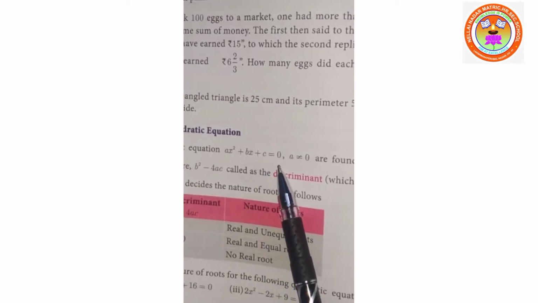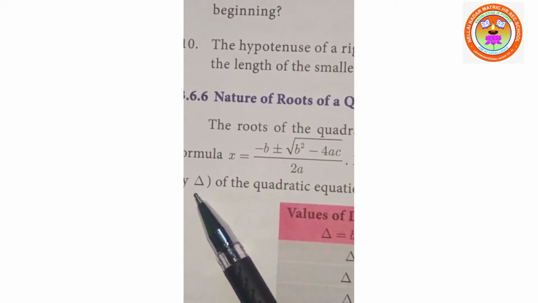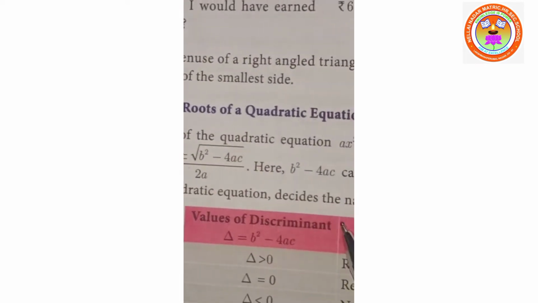Listen carefully. The roots of the quadratic equation ax square plus bx plus c equal to 0, a is not equal to 0, are found using the formula you know very well, x equals minus b plus or minus square root of b square minus 4ac, the whole divided by 2a. Here, the expression inside the square root, b square minus 4ac, is called the discriminant, which is denoted by delta. The discriminant of the quadratic equation decides the nature of the roots as follows.